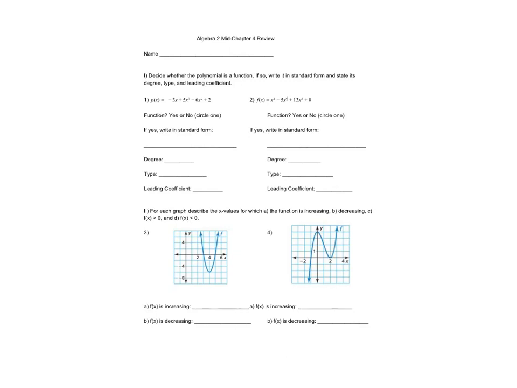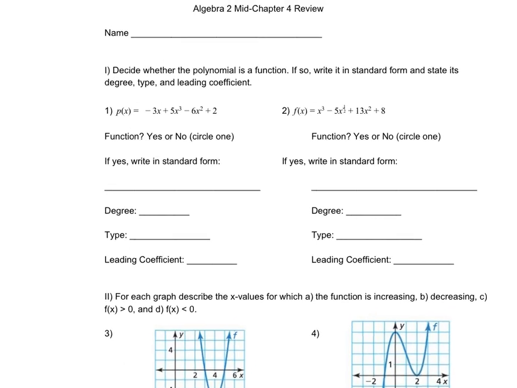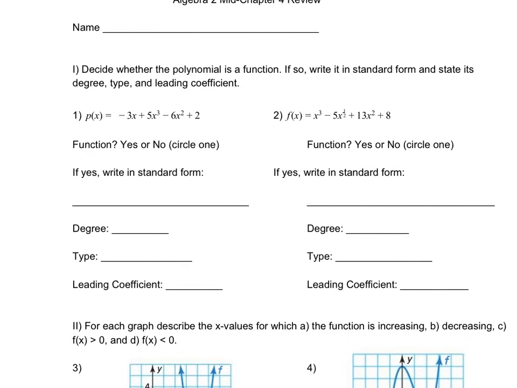All right, here we go, getting ready for the first half of Chapter 4, the Chapter 4 mid-review here. And the first thing that we have is Section 1, that was from 4.1, where you have to decide whether or not the polynomial is a function, put it in standard form, state its degree, type, and leading coefficient.